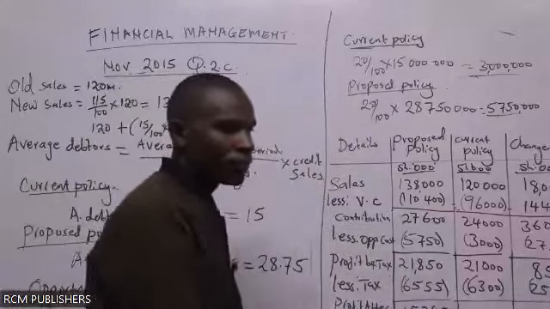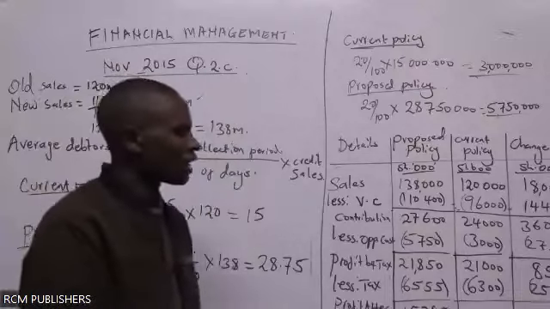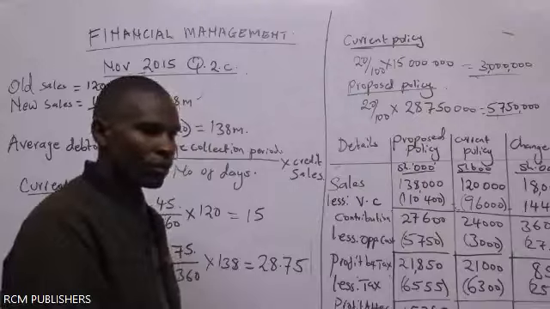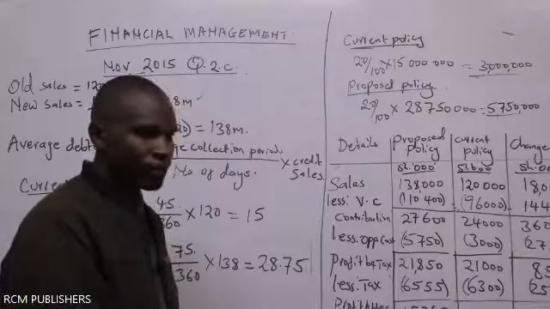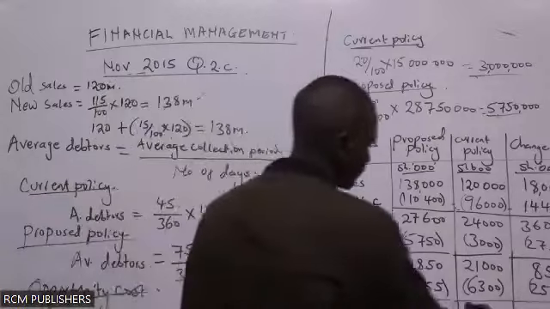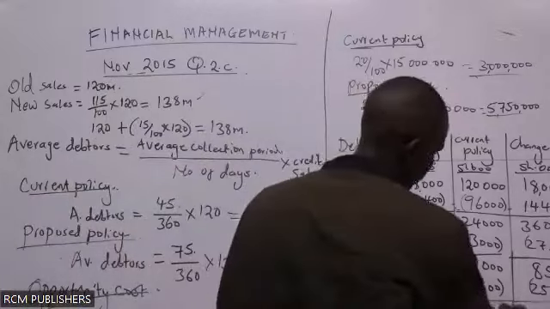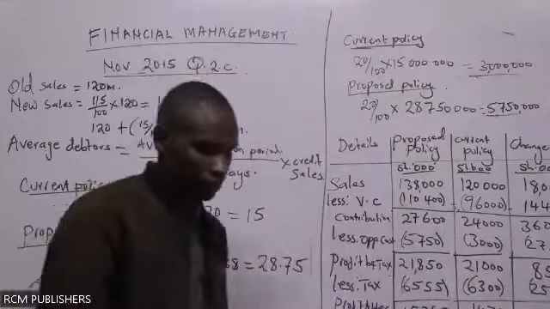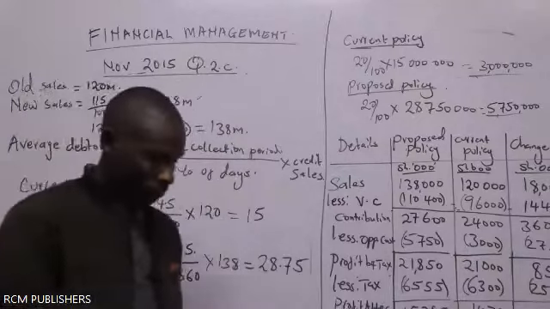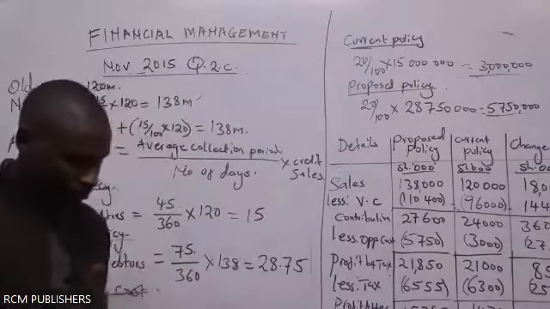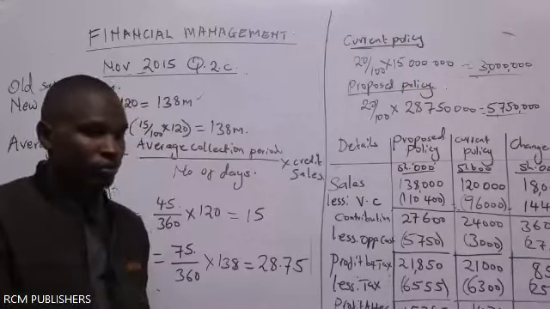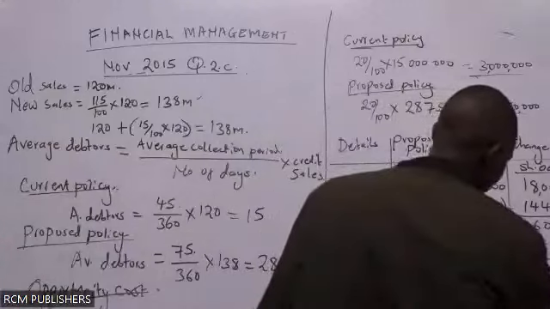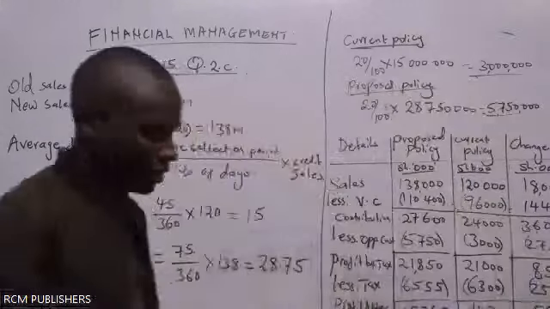Current policy. You need 14,700. 14,700. Then we'll take the difference. The difference is 595. 595.